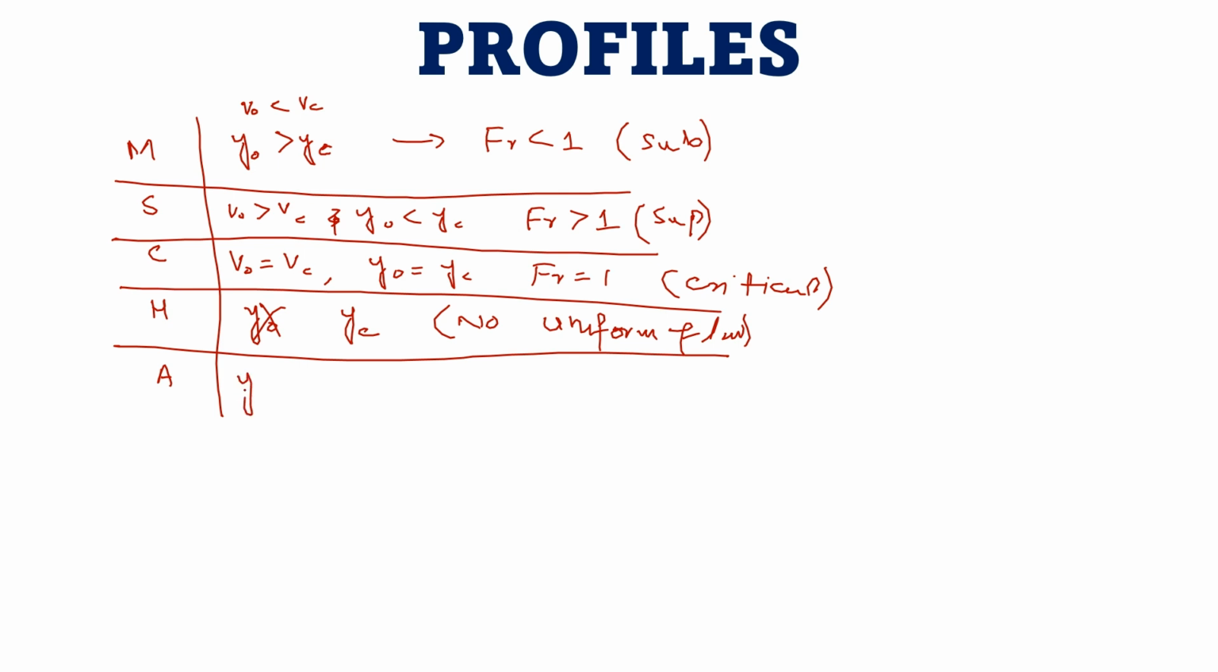And again, in the case of adverse slope, there will be no y naught. We will only have a line of yc, means only CDL. And for this condition as well, no uniform flow occurs in the channel. So this is the basic background of the flow profiles or flow types in a rectangular channel.